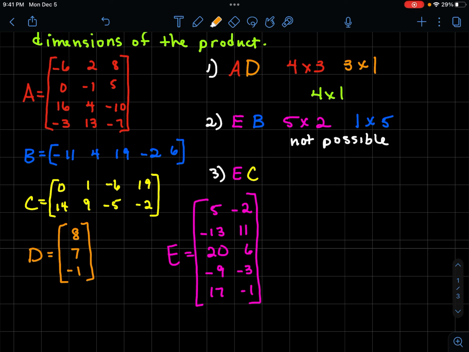Let's do a third example. Let's take matrix E multiplied by matrix C. Again, let's identify the dimensions. 5 by 2 for E is the dimensions of that matrix, and then for C there are 2 rows by 4 columns. This time the columns match the rows, so the dimensions should be a 5 by 4 matrix, and that's what we will get out of this when we do the matrix multiplication. So now we know how to find the new dimensions of a matrix product.